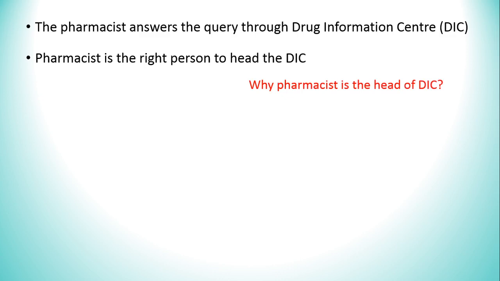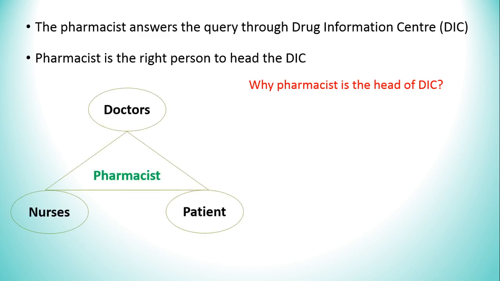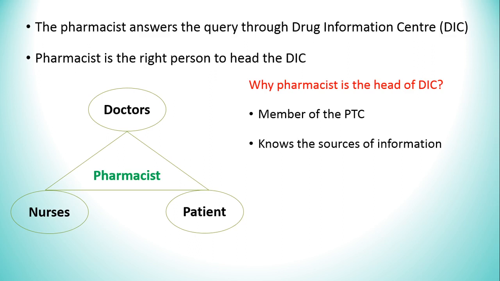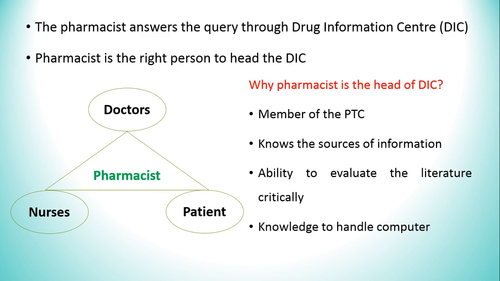So why is the pharmacist the head of drug information services? Because the pharmacist is interlinked between the doctors, nurses as well as the patient. The pharmacist is a member of the Pharmacy and Therapeutic Committee. He knows the sources of drug information. Also, the pharmacist has an ability to evaluate the literature critically. Also, the pharmacist has the knowledge to handle the computer, and he knows the role of other staff members in the hospital. Because of these reasons, the pharmacist is the right person to head the DIC.